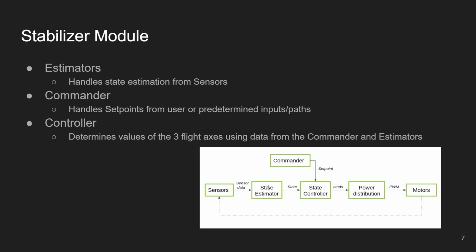Now we'll take a step into the stabilizer module, which is built up of estimators, the commander, and the controller. The estimator works on pulling in the sensor data, as you can see here, and it determines its current state. The commander will get the set points from the things we communicated about earlier, and that'll go into the state controller. The state controller will then relay commands to power distribution, and the power distribution over PWM will communicate with the motors. So the stabilizer module is these 3 right here. This works on stabilizing the actual output of the drone.